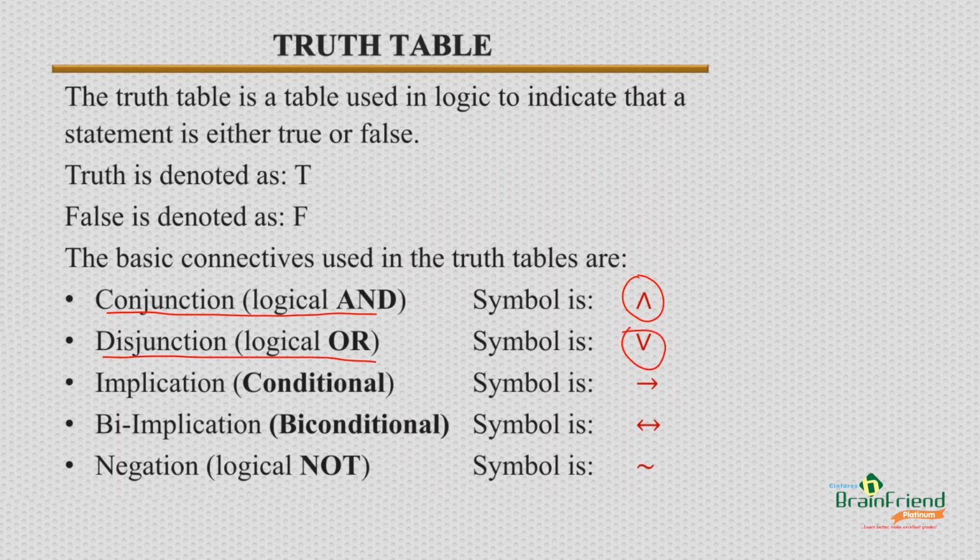The next is implication, also referred to as conditional. The symbol is an arrow pointing towards the right hand side. The next one is called biimplication or biconditional. The symbol is an arrow pointing in two directions, actually a bidirectional arrow. The last is called negation, also referred to as logical not, and the symbol is a tilde sign.